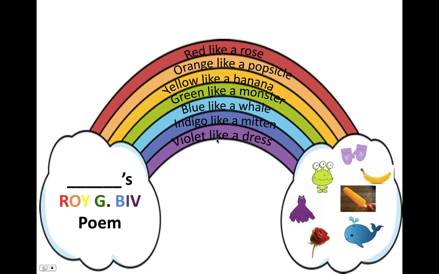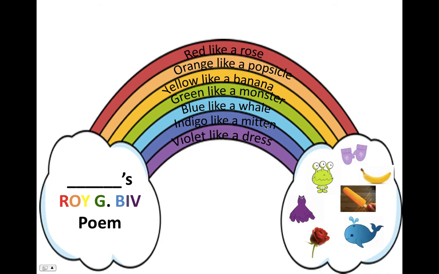So this is my poem. Red like a rose. And you see my rose down here? Orange like a popsicle, because popsicles can be orange. Yellow like a banana, and here's my banana. Green like a monster, here's the monster. Blue like a whale, here's the whale.